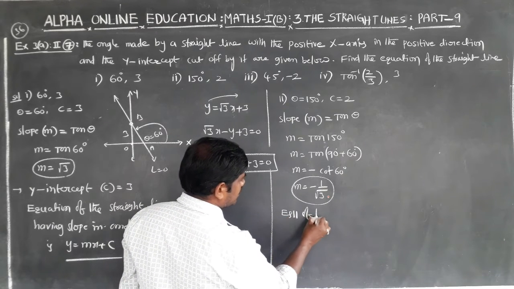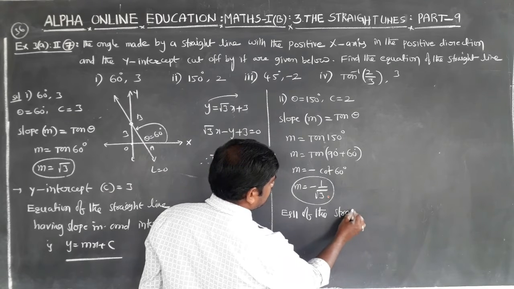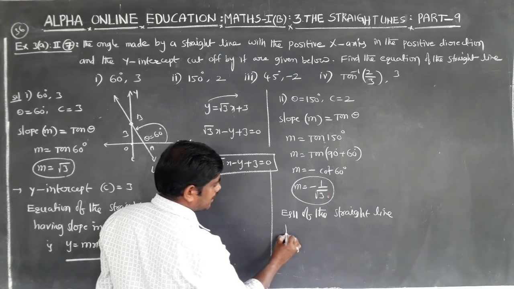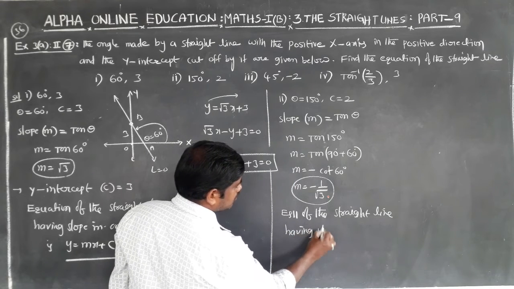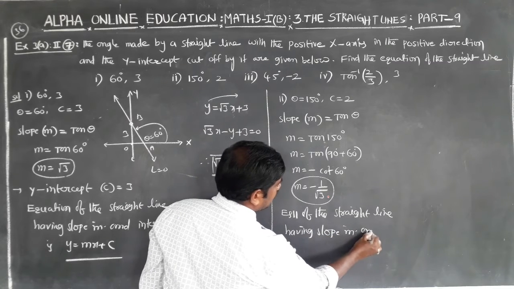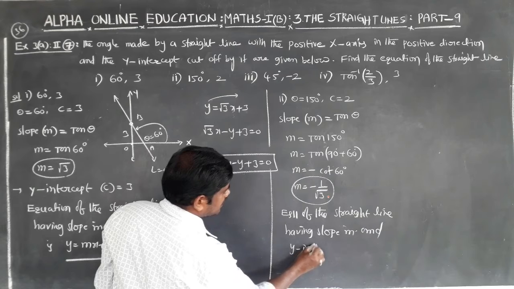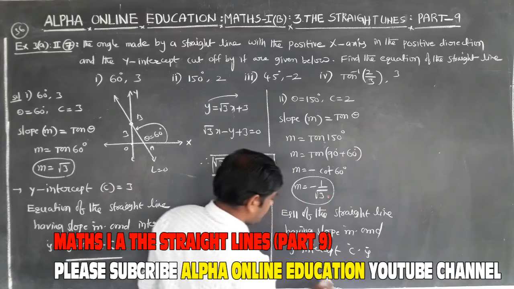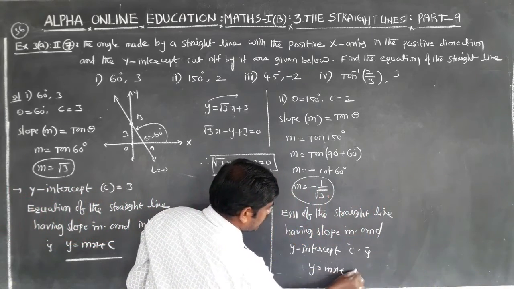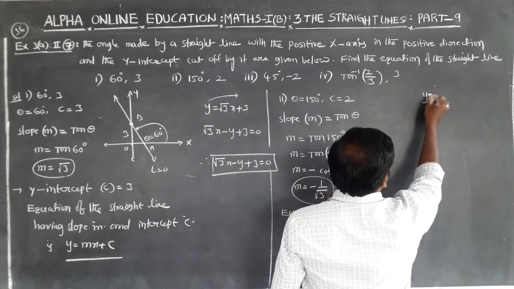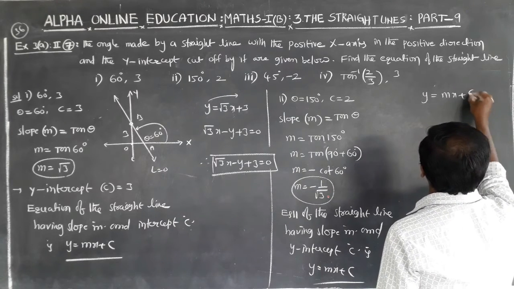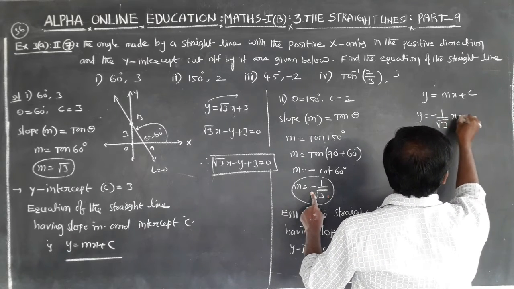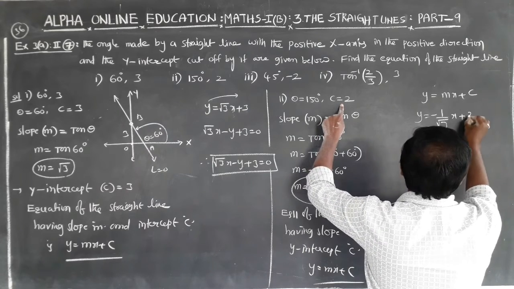Here equation of the straight line having slope m and y-intercept C is y is equal to mx plus c. Y is equal to minus 1 by root 3 x plus 2.